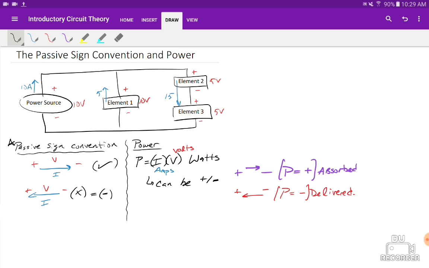Now, with understanding that power can come plus and minus, you also have to understand that just like current and voltage, power has its own mathematical rule. The sum of all power in a circuit, the whole circuit, must be equal to 0.